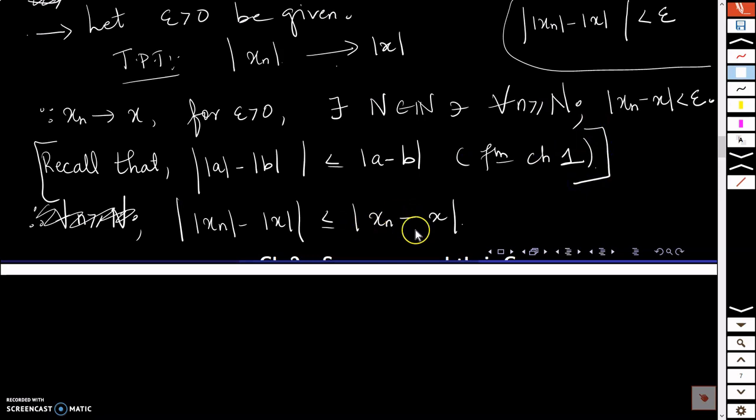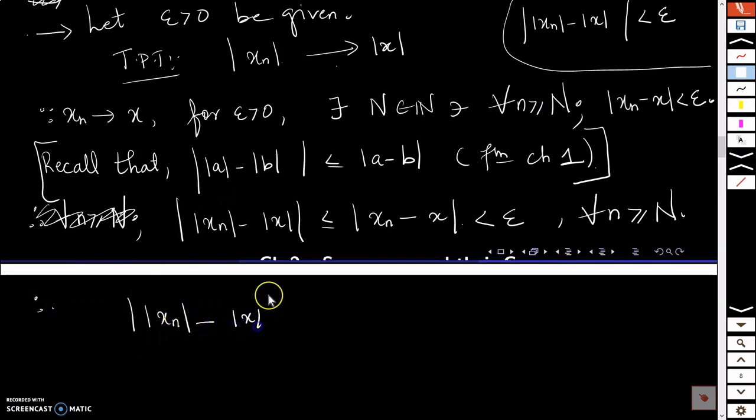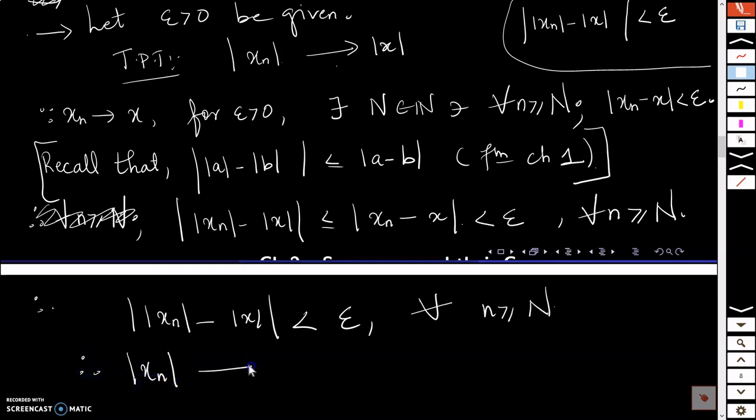And this one, modulus of xn minus x, is less than epsilon for all n bigger than or equal to capital N. So what did we do? Finally, we showed that modulus of xn minus modulus of x is less than epsilon for all n bigger than or equal to N, and this natural number capital N is the same N that I got here. Therefore modulus of xn converges to modulus of x. That is what we proved.